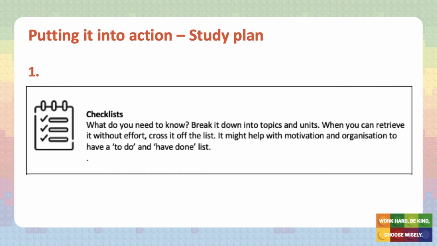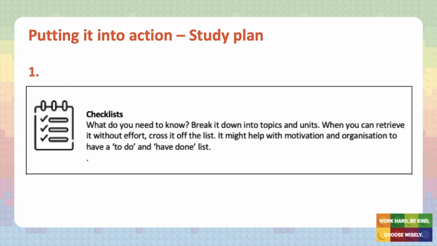Finally, I want to look at how we put all this into action. How do we put this into a study plan that's actually going to work? So the first thing I need to do is make sure I know what I need to know from all of my different subject areas. And I'm going to break that down into topics or units, and I need to make sure I have a list really that I can kind of check off that I'm really comfortable with this information.